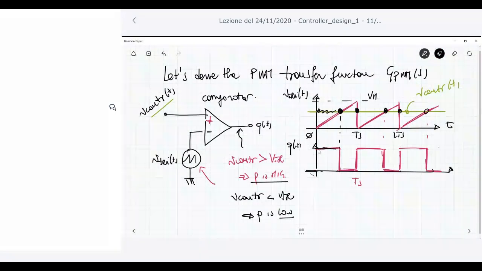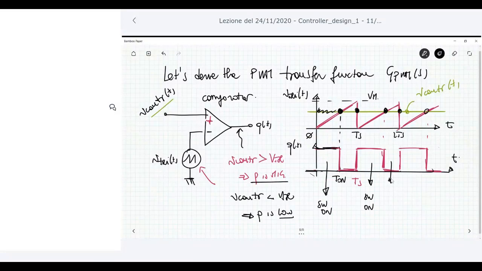Now the Q function is high here. Okay. Of course, if you exchange the plus and minus signs here, you can get exactly the operation I previously showed. Okay. So this means that the unit switching function is high, for example, during this time interval that we can call T on. And so during this time interval, the switch is on. Okay, here the switch is on of the converter. In the time interval in which the unitary switching function is 0, the switch is off.